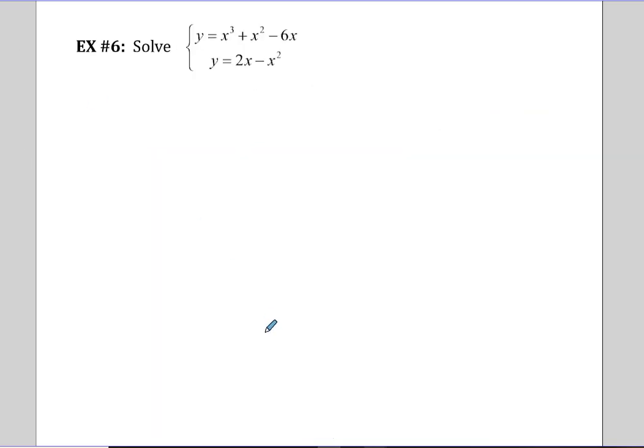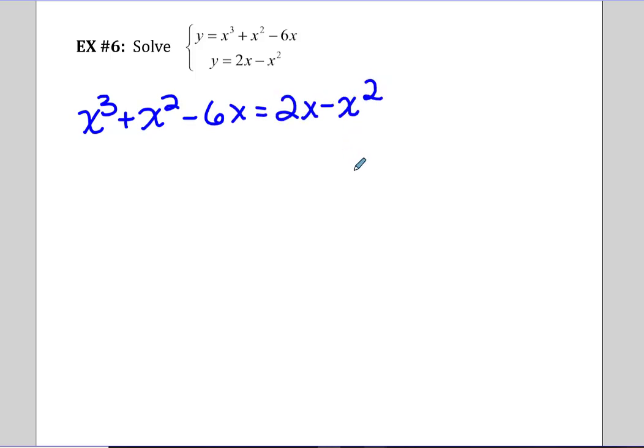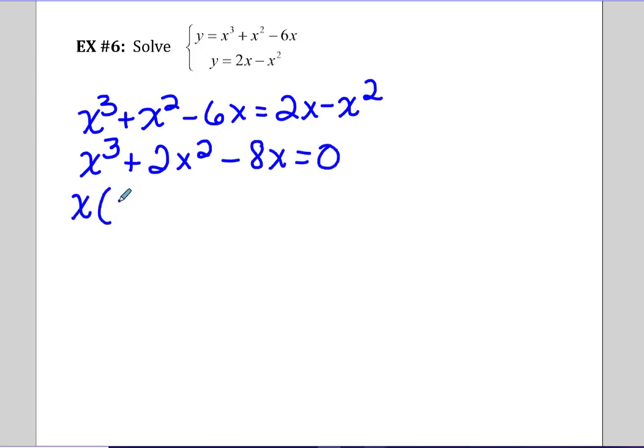In question 6, we have a cubic function and a parabola, and they're both equal to y. So we can set them equal to each other since they're both equal to y. And that would eliminate the y's, and then we can solve for the x's. So collecting like terms, x cubed plus 2x squared minus 8x will be 0. Factoring out an x leaves us with x squared plus 2x minus 8.